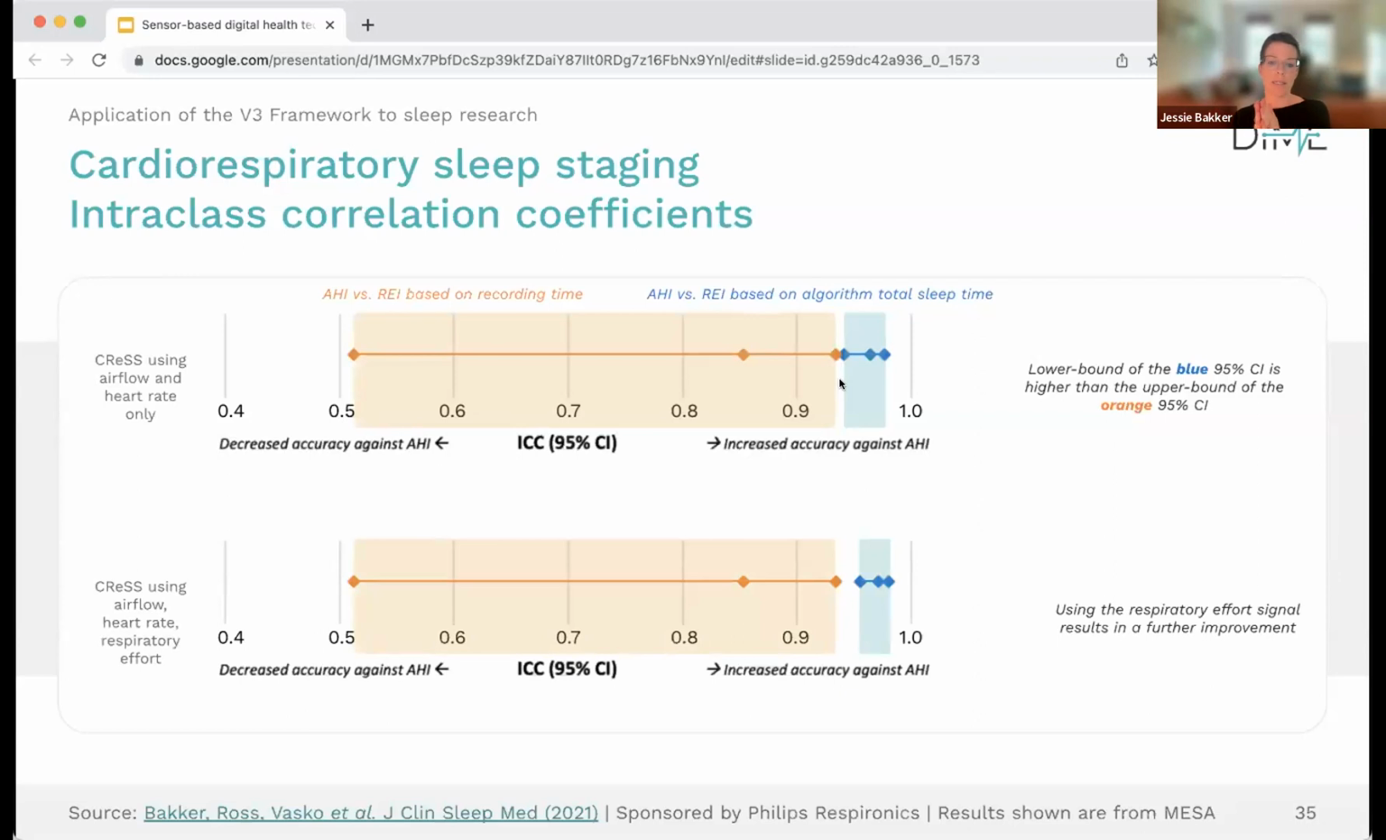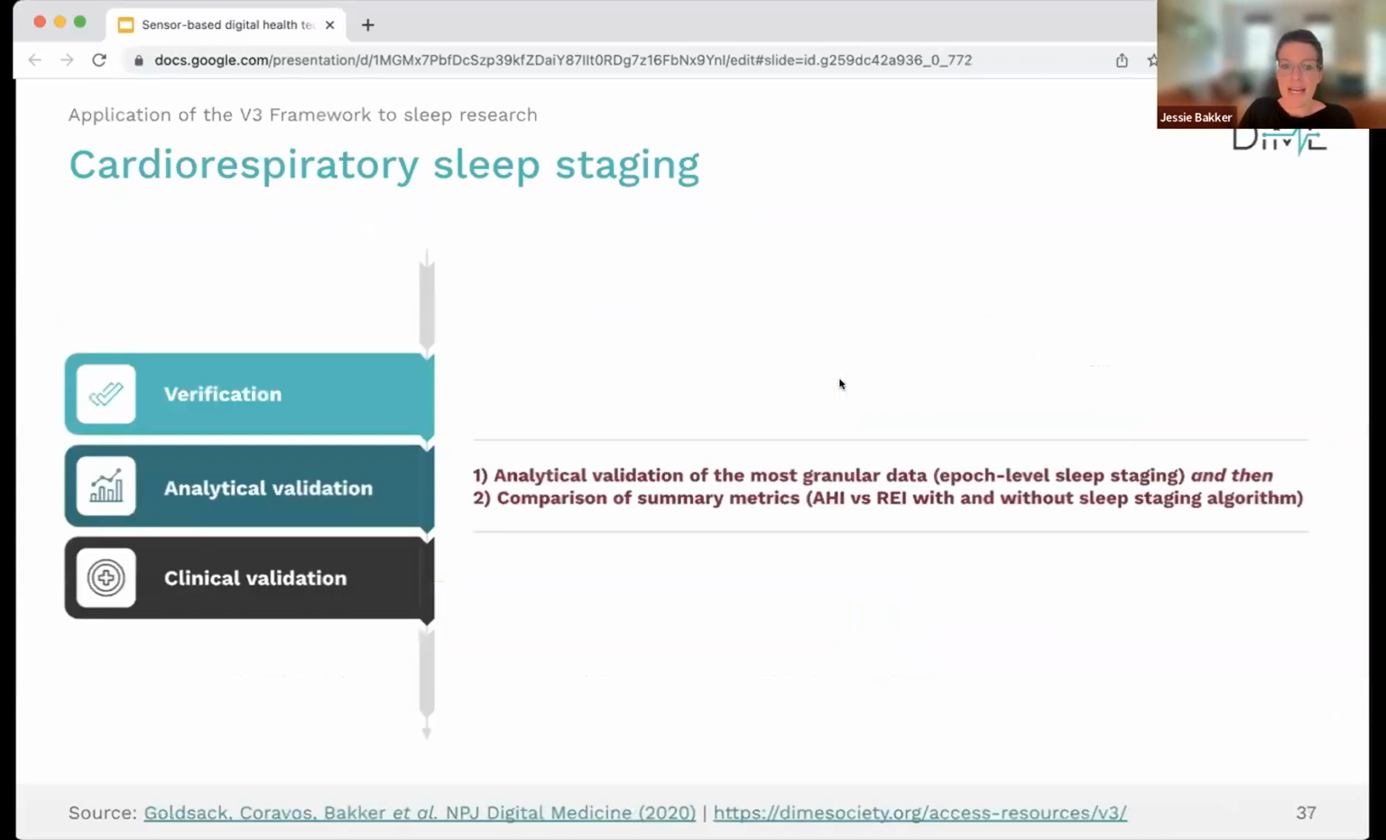So now the correlation, the blue diamond, the correlation between the novel or proposed REI versus the gold standard AHI is 0.97, and the confidence interval is 0.96 to 0.98. So there is a larger gap there, meaning that using that additional signal, the respiratory effort signal, results in a further improvement of the accuracy of the REI when the algorithm generates the total sleep time denominator compared to the gold standard AHI.